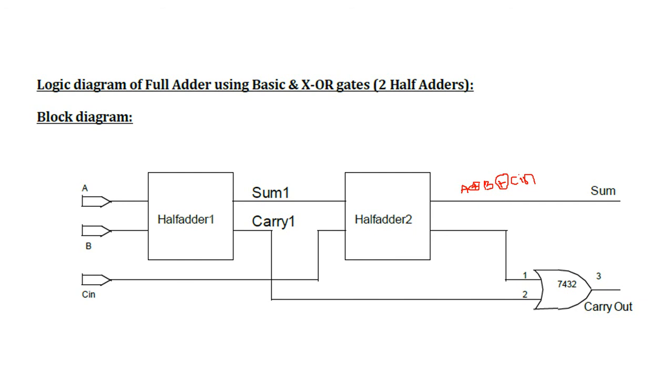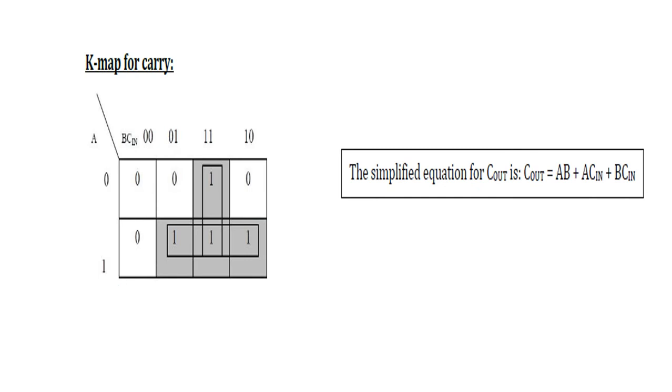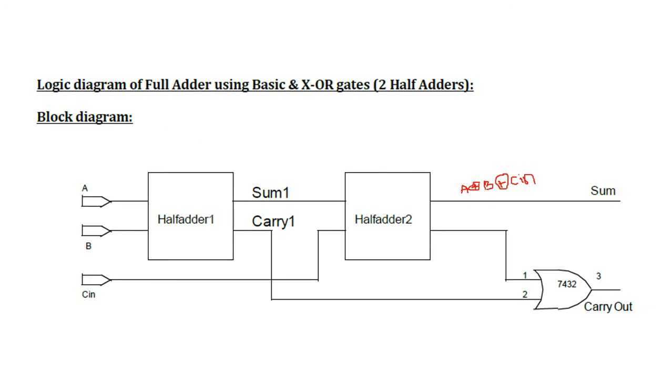Now the carry of the first half adder circuit and the second half adder circuit will be connected to the OR gate, and the third pin is the final carry out. The expression for the carry out will be AB plus A C in plus B C in.